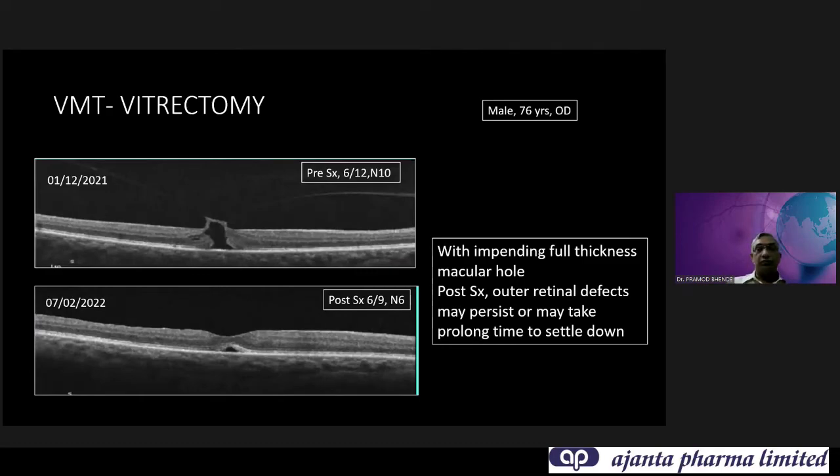So this is another case, a 76-year-old male, right eye, having a tug around, again a similar picture, almost like the previous slide, 6/12 N10 vision, but here because of an impending full thickness macular hole, we peeled the membrane. When he came back for a 6 weeks follow-up, though the fovea is restoring back and vision has come back to 6/9 and N6, probably this defect may remain as it is. However, sometimes over a period of a few months, it can again settle down.